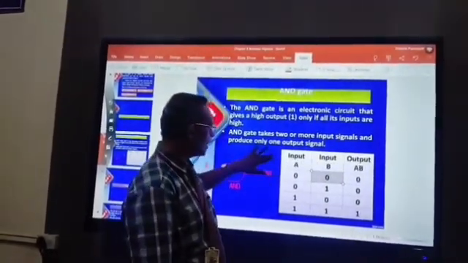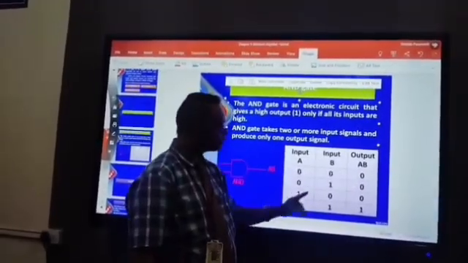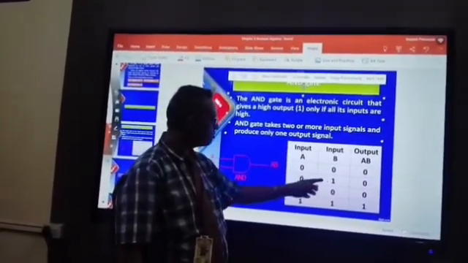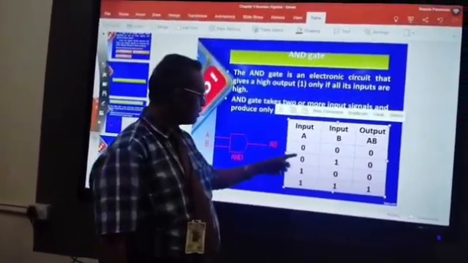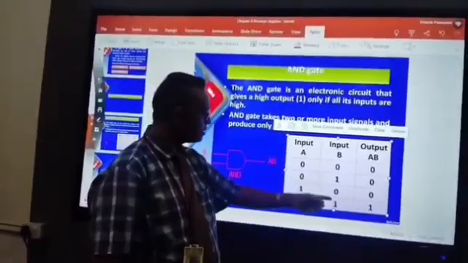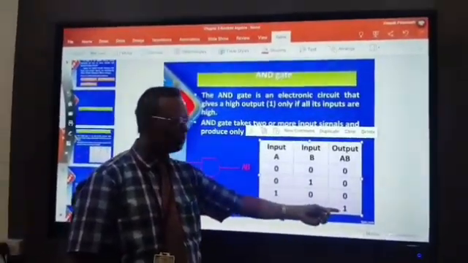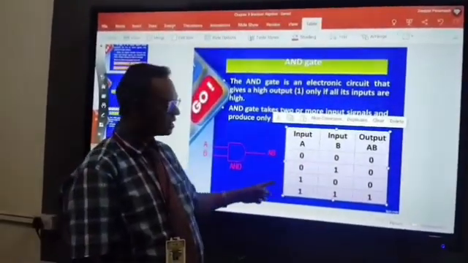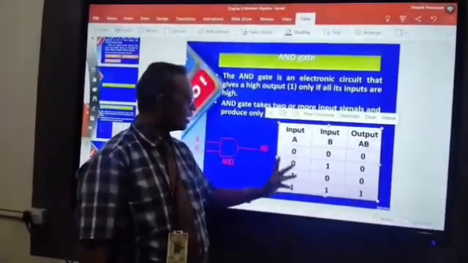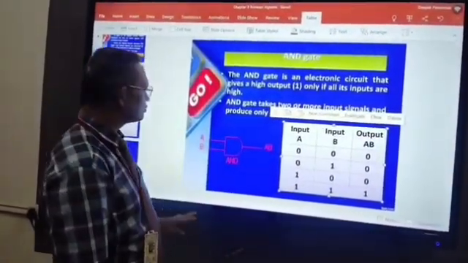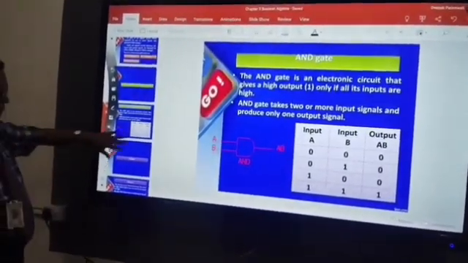So accordingly, as we discussed earlier, as per Boolean algebra, AB is equal to 0. Now if A is 0, B is 1, then the output should be 0. If A is 1, B is 0, then the output should be 0. If both are 1, then the output will be 1. So what you have to finally understand is, if both inputs are 1, the output will be 1. Otherwise, the output will be 0. This is the symbolic representation of the AND gate.